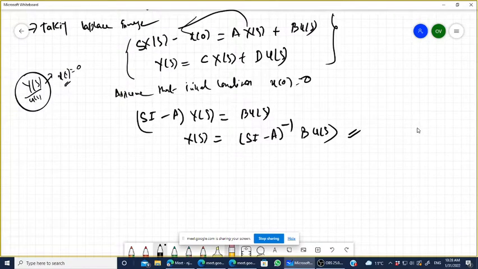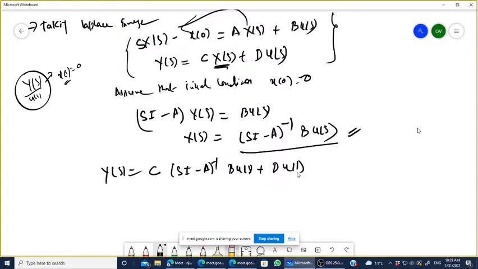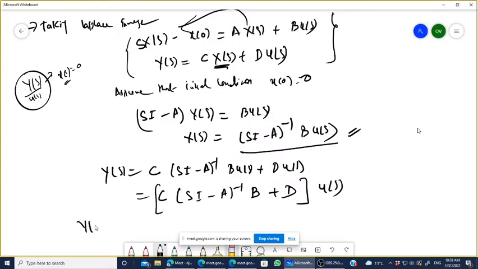Okay, now come to the next, Y. So what is Y(s)? Y is equal to C, and the value of X(s) now becomes this (sI minus A) inverse BU(s), plus DU(s). If you take U(s) common, then C (sI minus A) inverse B plus D, overall upon U(s), and Y(s) upon U(s) becomes C into (sI minus A) inverse B plus D.